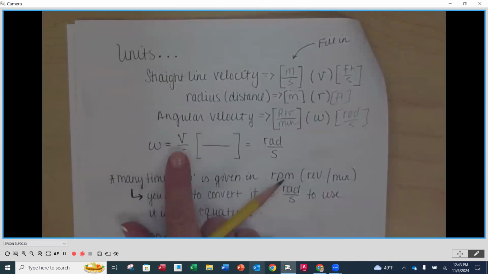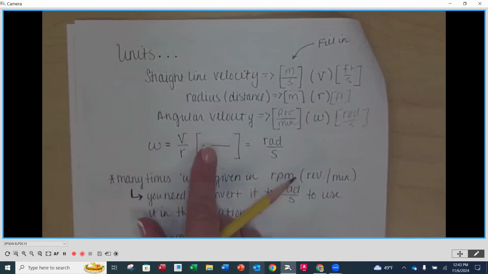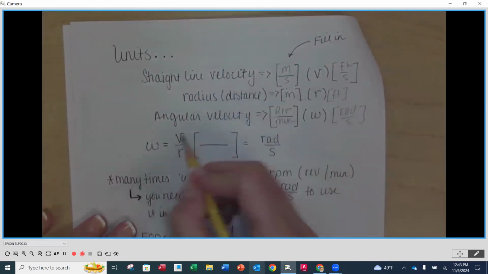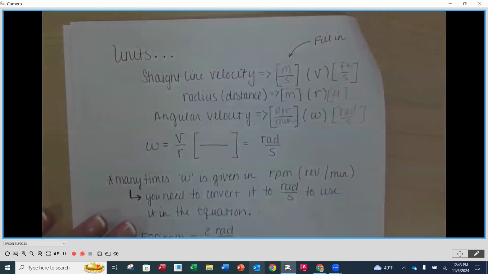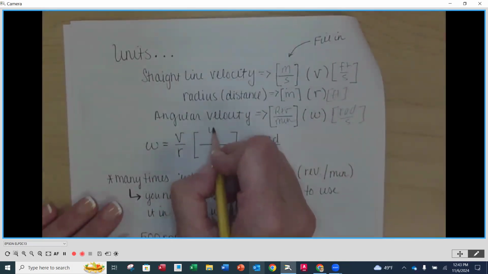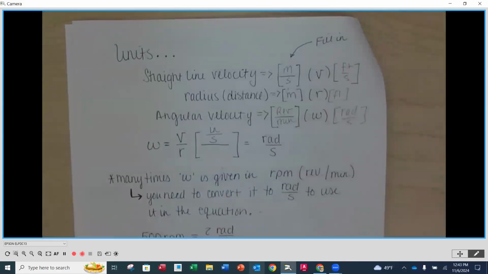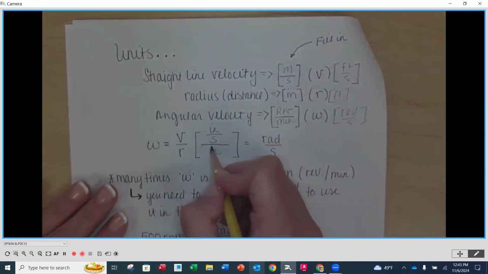So if we look at the top here, we're going to put the units in for velocity. In the numerator spot, for velocity, we know that would be distance over time. I'm going to use inches per second on top. Top, bottom, not a slash. Divided by radius, or distance. And having consistent units, we would put inches in the bottom here.